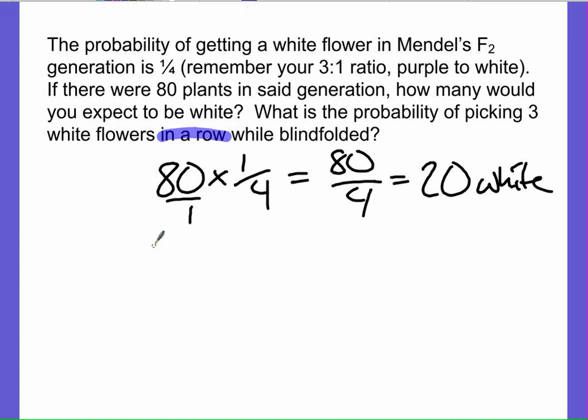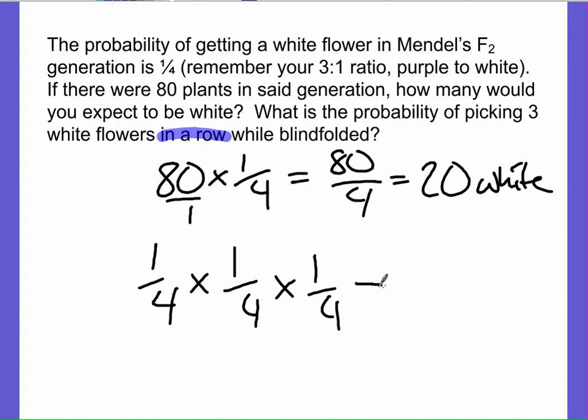So if the probability was 1 in 4 for one try, it's going to be 1 in 4 for every try. So you just take 1/4 times another quarter times another quarter. And again, 1 times 1 times 1 gives me that 1 on top. 4 times 4 is 16, and 16 times 4 gives me 64 for that bottom part of the fraction. So the probability of me picking 3 white flowers in a row is 1 in 64. So I have a 1 in 64 chance of picking 3 white flowers in a row.